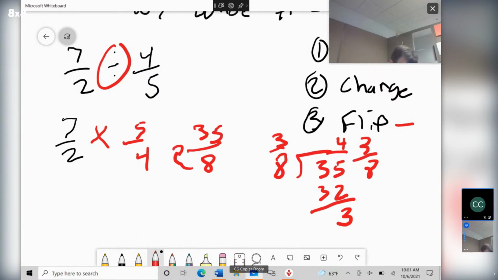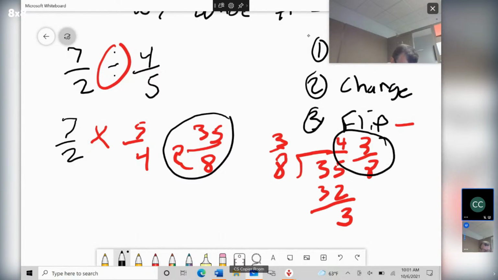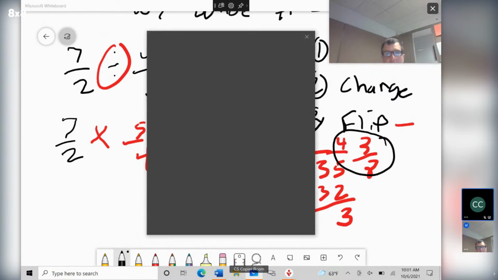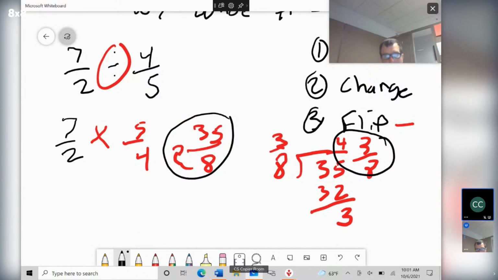Now keep in mind, you guys, that 35/8 and 4 and 3/8 are the exact same number. It's just sometimes they're going to ask you in the simplest terms. And whenever we see the top number is bigger than the bottom number, we know it's an improper fraction, and we're going to divide the denominator into the numerator, the bottom number into the top number.